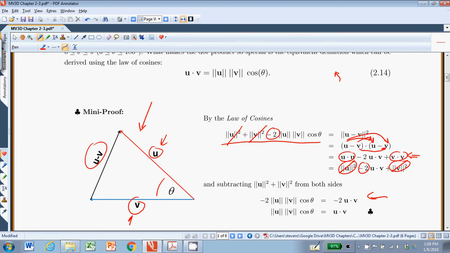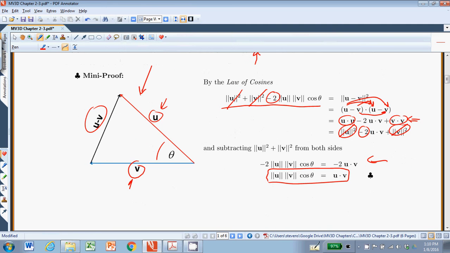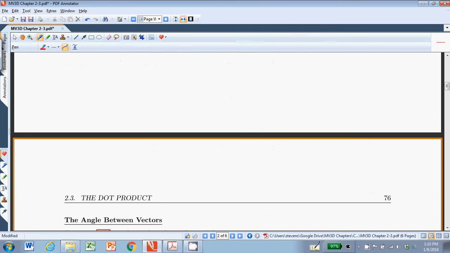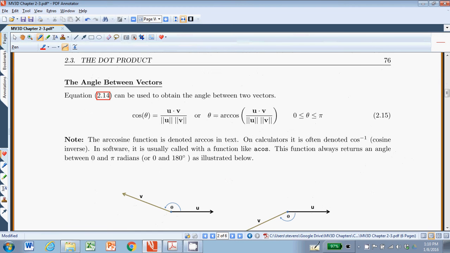And then, oh, actually I still have the negative 2. Now I divide both sides by negative 2. And I get u dot v is the size of u times the size of v times the cosine of theta. This is very handy. Now I can also solve this equation for cosine theta.